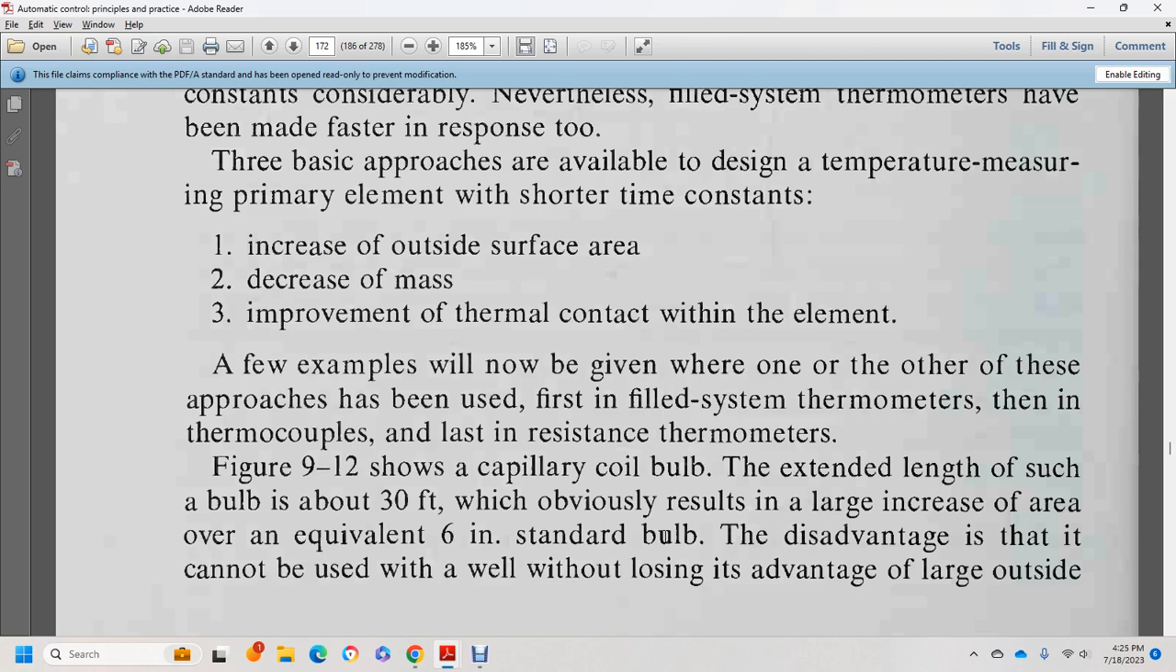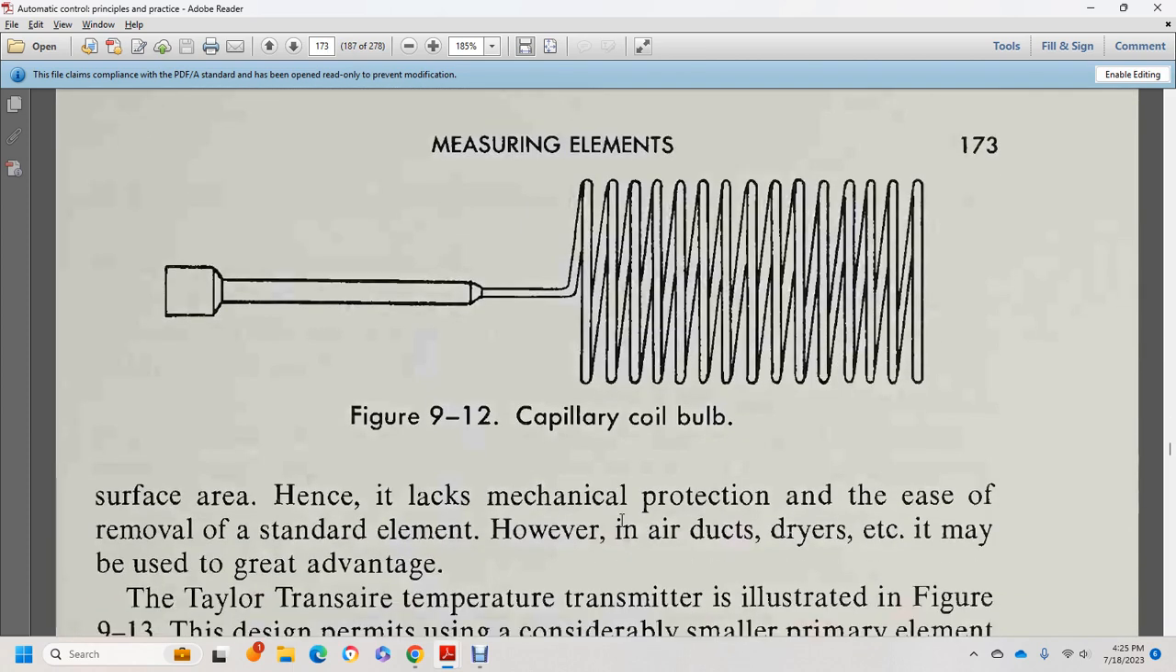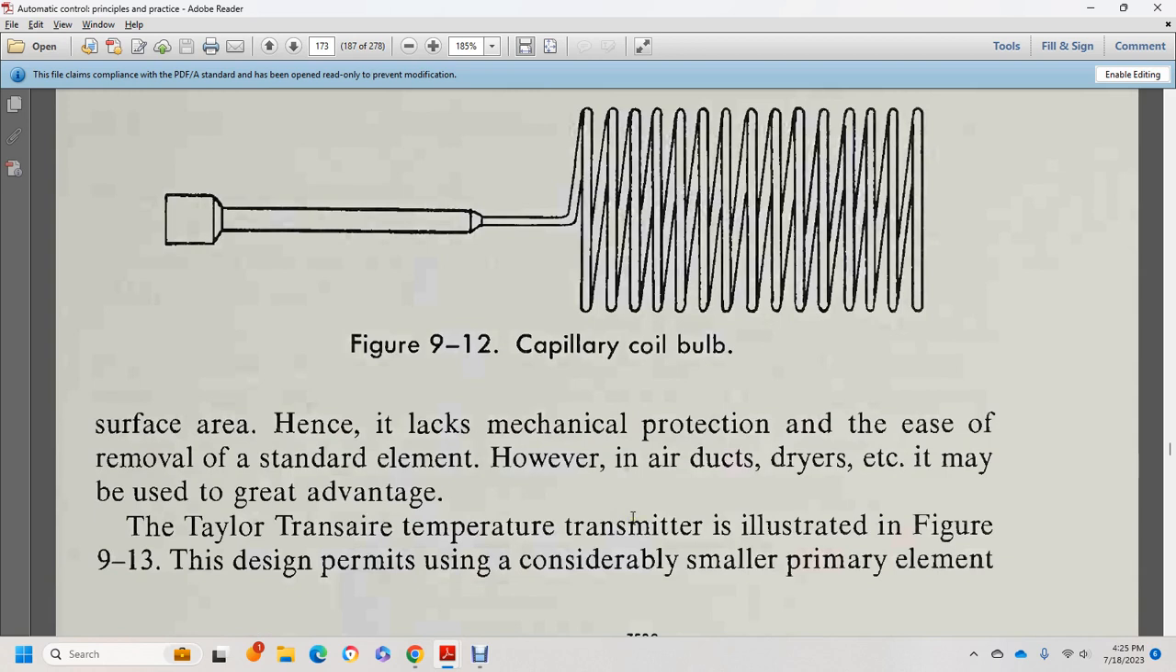Figure 912 shows the capillary coil bulb, an extended length bulb with a shape about 30 feet long. The result is a large increase of the surface area exposed to the air compared with the standard 6 inch bulb. The disadvantage is that it cannot be used well without losing the advantage of the large outside surface area, and it lacks mechanical protection or removal of the standard element. However, in air ducts and dryers, etc., it may be used with great advantage.